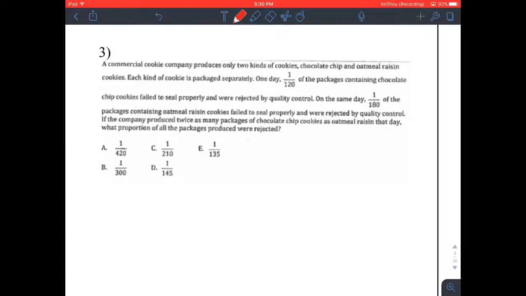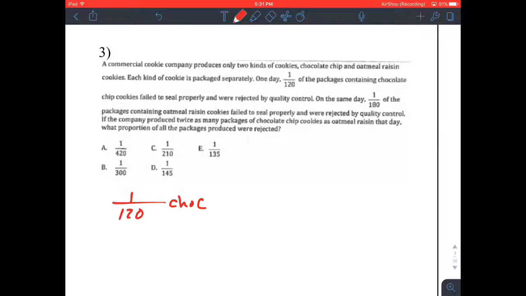Number 3, a commercial cookie company produces 2 kinds of cookies, chocolate chip and oatmeal raisin. I hate oatmeal raisin, by the way. Each kind of cookie is packaged separately. One day, 1/120th of the packages containing chocolate chip cookies failed to seal properly. So 1 out of 120 of the chocolate did not seal correctly.